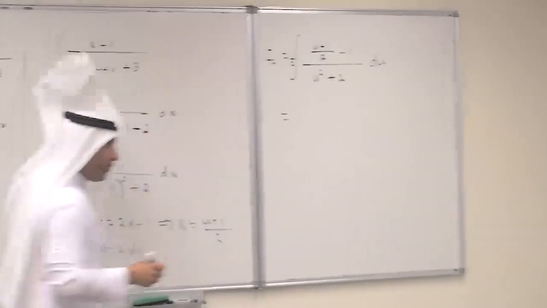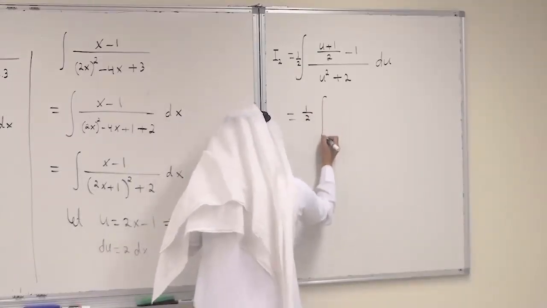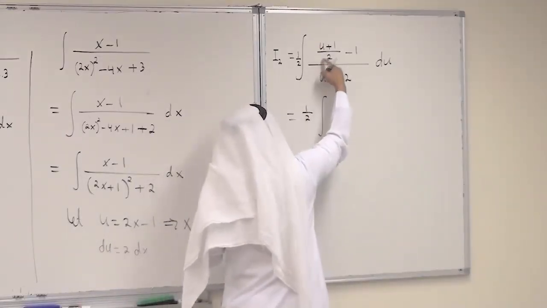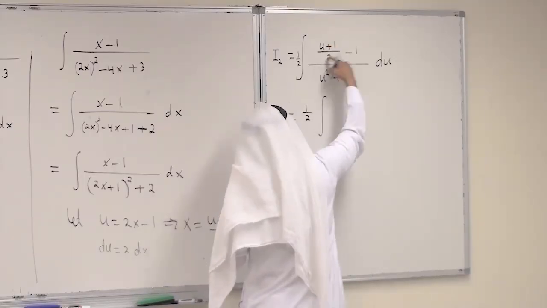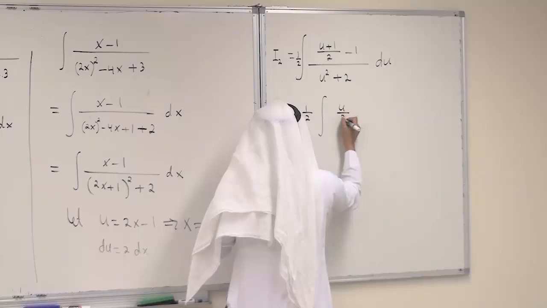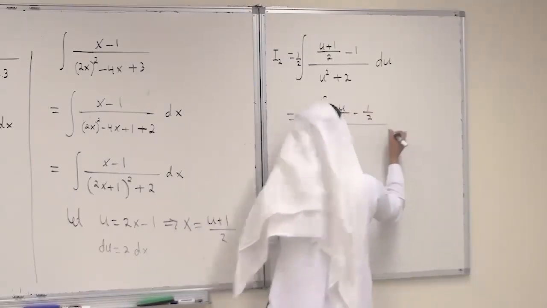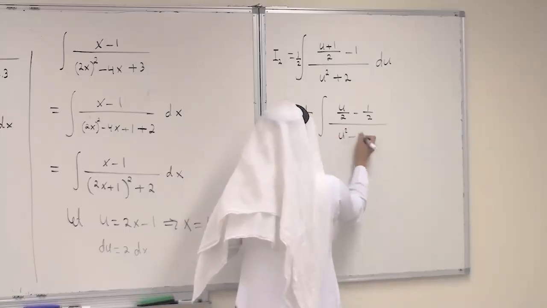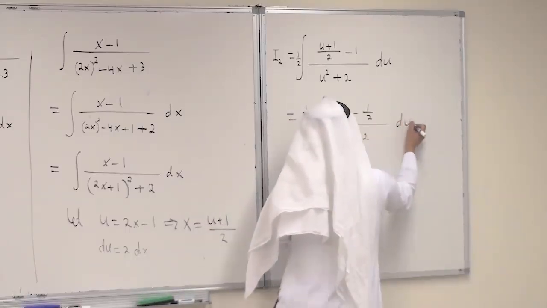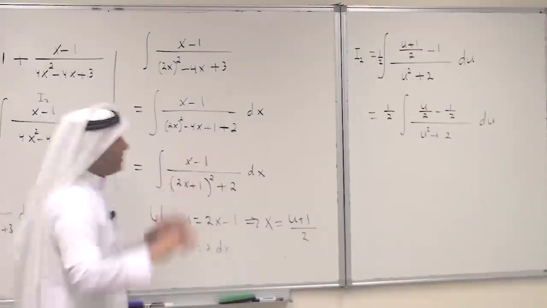Look for the integral we have. 1/2 times the integral of, this is u over 2 plus 1 half, plus 1 half minus 1, that is minus 1 half. So it is u over 2 minus 1 half, all divided by u squared plus 2 du. Okay, interesting. Now let us split this one into two integrals.